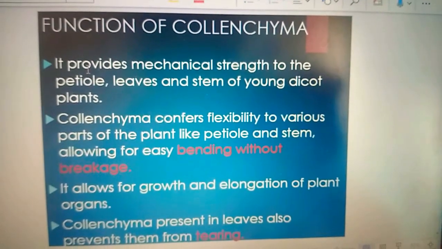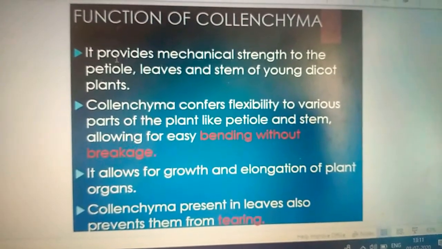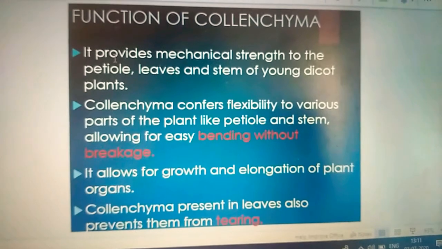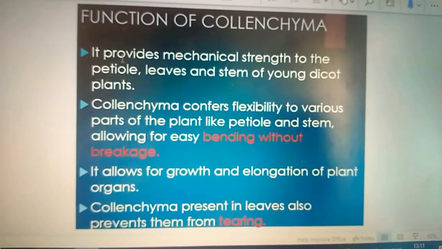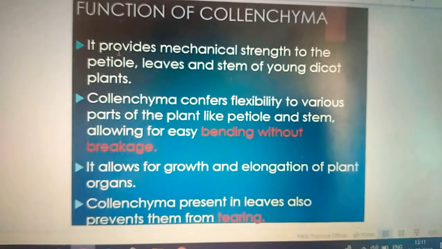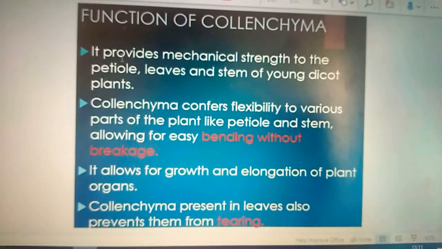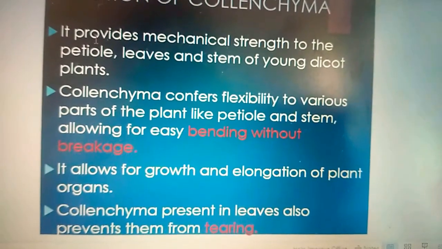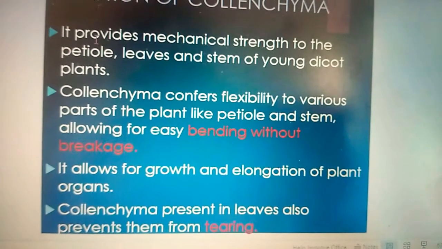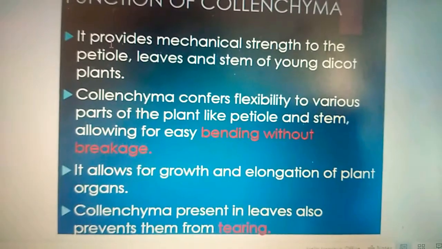Now functions of collenchyma. It provides mechanical strength to the petiole, leaves and stem of young dicot plants. Collenchyma confers flexibility to various parts of the plant like petiole and stem, allowing for easy bending without breakage. It allows for growth and elongation of plant organs. Collenchyma present in leaves also prevents them from tearing.